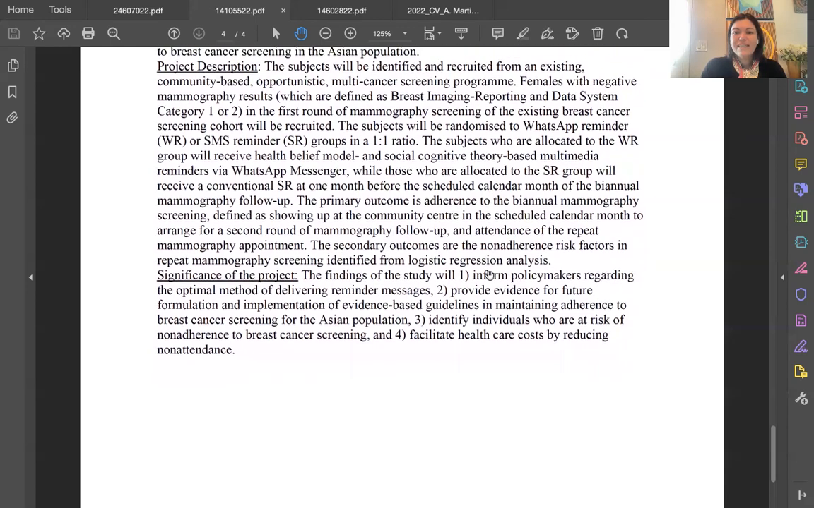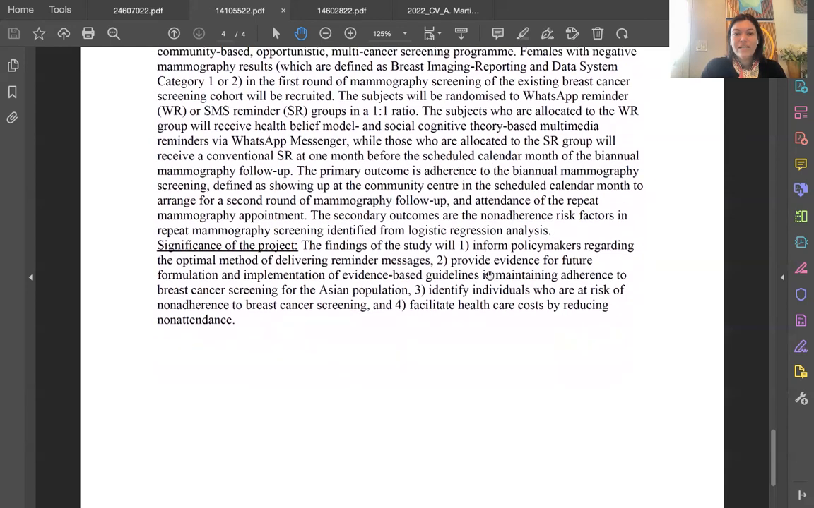The primary outcome is adherence to the biannual mammography screening as defined as showing up to the community center on the scheduled month to arrange for a second round of follow-up and then attending that one. Yeah, that's good. I mean, it's a very solid numeric outcome, right? How many people did it? How many people didn't? Yes, no, simple.